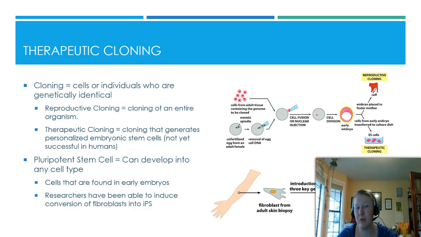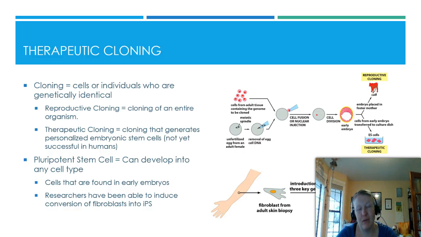We talked about reproductive cloning once upon a time. That's where we're going to generate a whole organism. But therapeutic cloning is where we can generate personalized embryonic stem cells, or the idea of it, from an unfertilized egg and the injection of DNA into it, which would allow us to create essentially new embryonic stem cells.